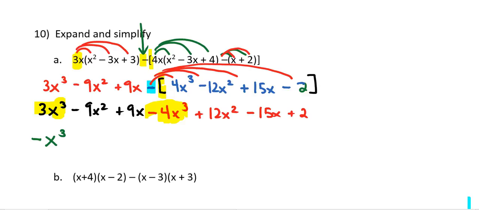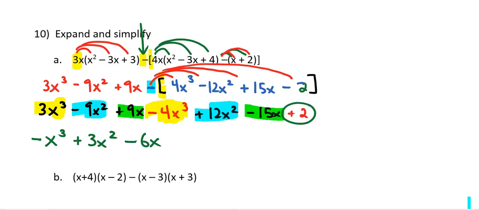Alright, and then I have this negative 9x squared and this positive 12x squared. That's going to be positive 3x squared. And then I'll take this negative 9x and this negative 15x, those green terms. If I combine those, that should be negative 6x. And finally, this plus 2 just tags along at the very end, plus 2. And there's your final answer.